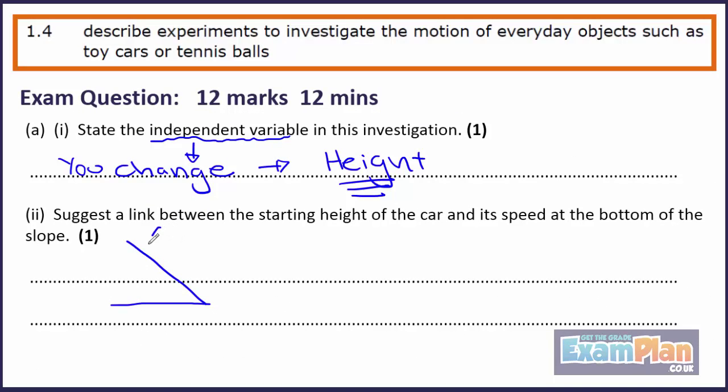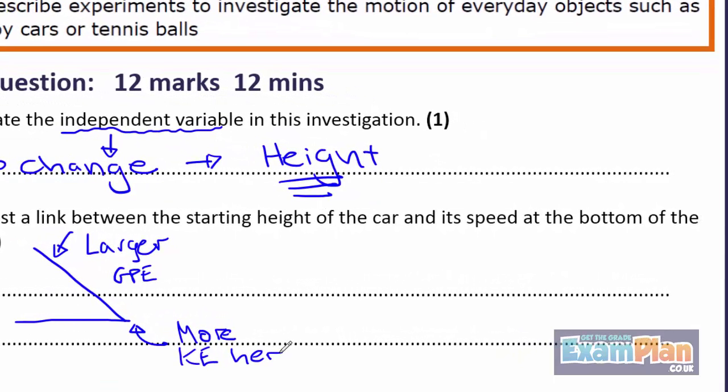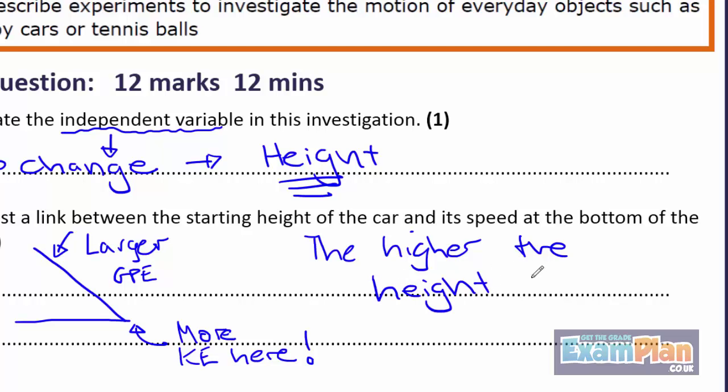Part 2. Suggest a link between the starting height of the car and its speed at the bottom of the slope. Well, if the car is higher, it will have more gravitational potential energy, which will then be converted to kinetic energy as it moves down the slope. If it started with more GPE, it will have more kinetic energy at the bottom of the slope and therefore a greater speed. So the link is that the higher the starting point of the car, the higher the speed at the bottom. Make sure you state this explicitly rather than just saying something like it increases.